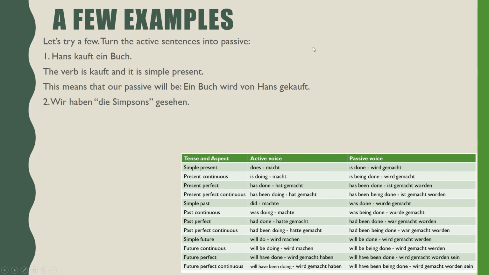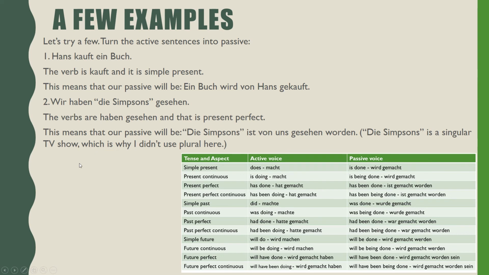Next we have Wir haben die Simpsons gesehen. Pause the video if you want to try it on your own. The verbs are haben gesehen, and that is present perfect. That means we're looking at this formula here for our passive voice. Our subject is wir, that will become part of our by phrase, and die Simpsons was our object, that will become our new subject. This means that our passive will be Die Simpsons ist von uns gesehen worden. Die Simpsons is a singular TV show, which is why I did not use plural here. What I mean is that ist is conjugated for a singular show, as opposed to sind.